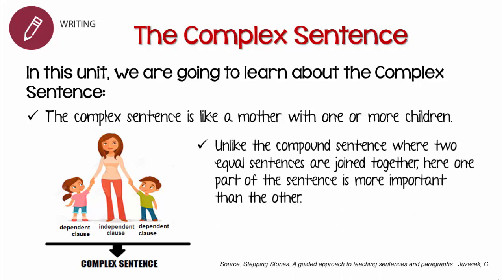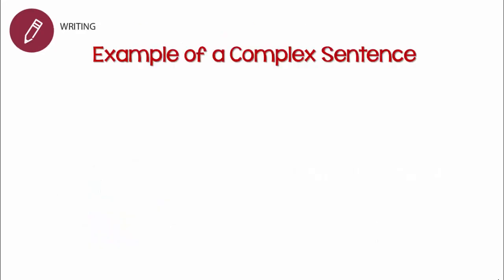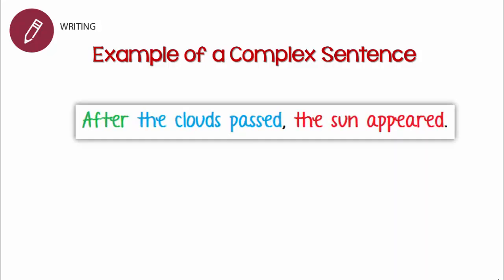Unlike the compound sentence where two equal sentences are joined together, here one part of the sentence is more important than the other. Often these sentences are joined together using a subordinating conjunction. Let's look at an example of a complex sentence. After the clouds passed, the sun appeared.